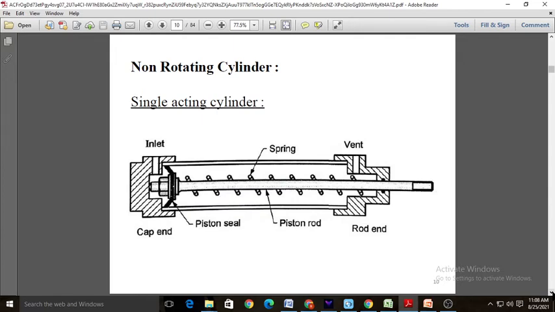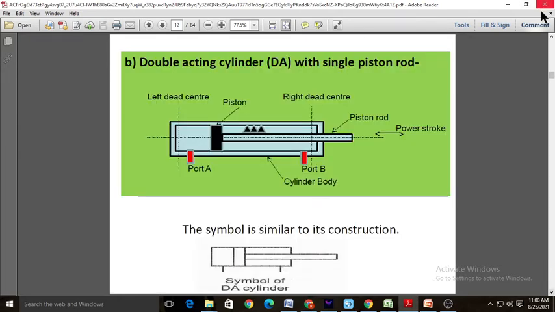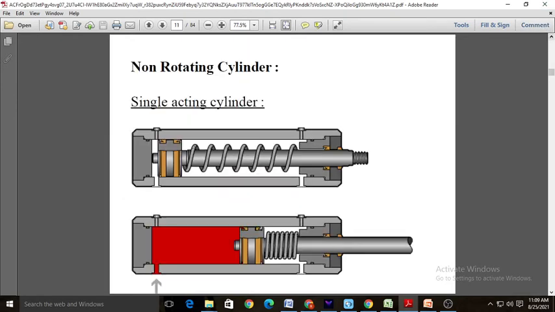Okay, this is a non-rotating cylinder here. Here the cylinder is not rotating. That's why we name it a non-rotating single acting cylinder, where the oil has entry through only one end of this piston, and the return or contraction stroke is obtained by using the spring here. This is the contraction stroke, and the second one is the expansion stroke of the actuator here.